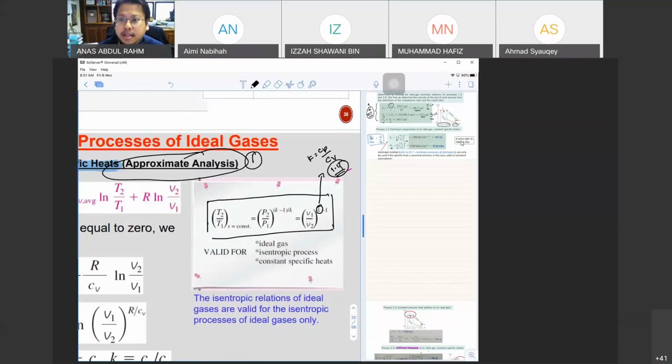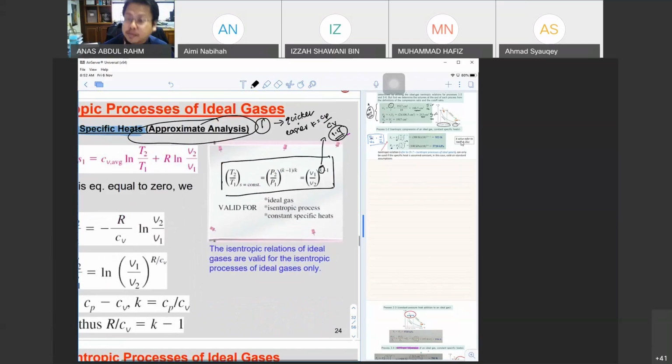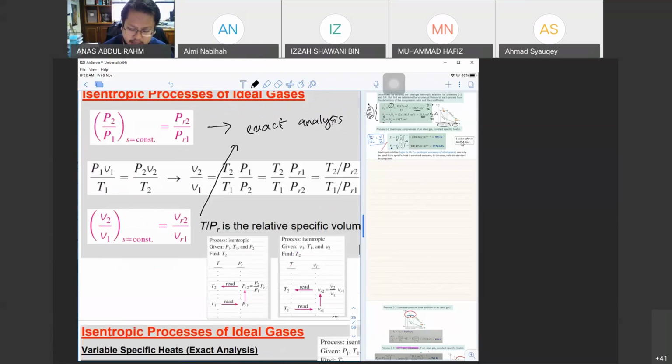But still you can use it. It is approximate, as the name suggests, so it is not exact. But the advantage of this approximate analysis is that it is quicker and easier to be used. Why? Later I will show an example. Why is it quicker? Compared to, for example, remember this is approximate, the other one is the exact analysis.